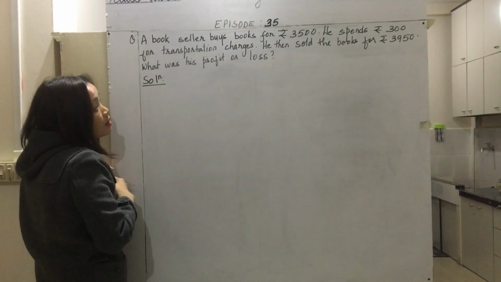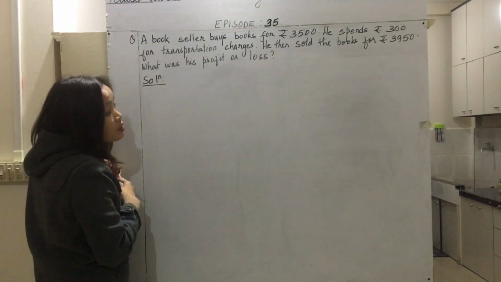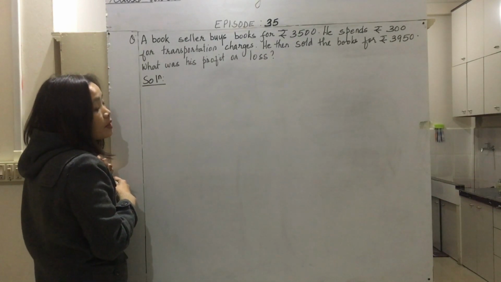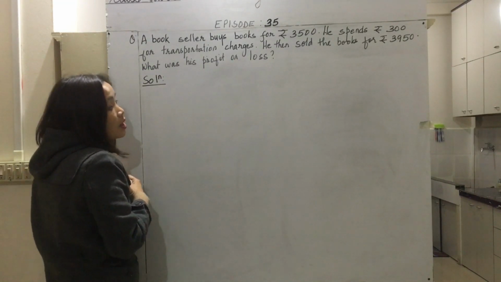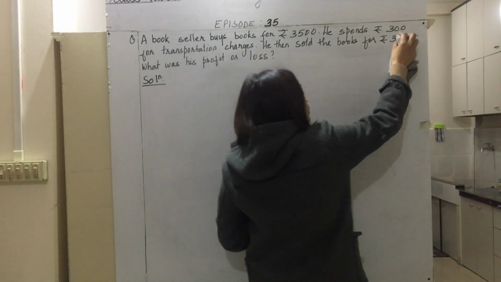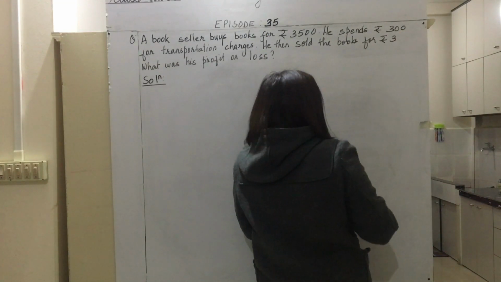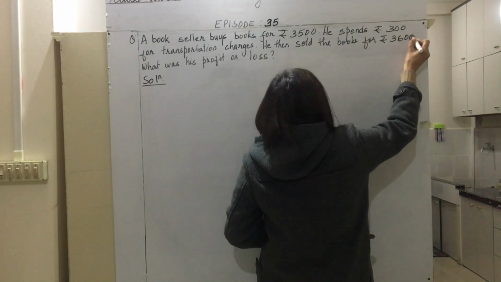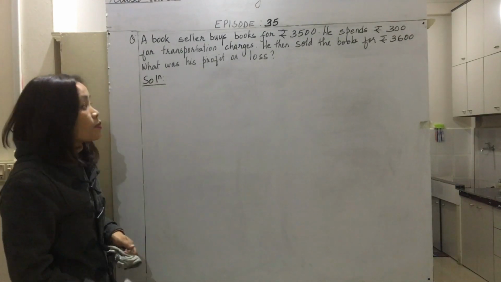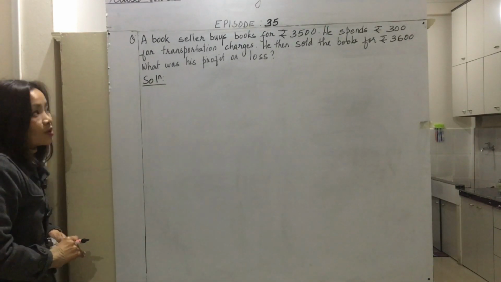A bookseller buys books for rupees 3,500. He spends rupees 300 for the transportation charges. He then sold the books for, I'm going to change this figure as, 3,600. What was his profit or loss? We're going to calculate again.